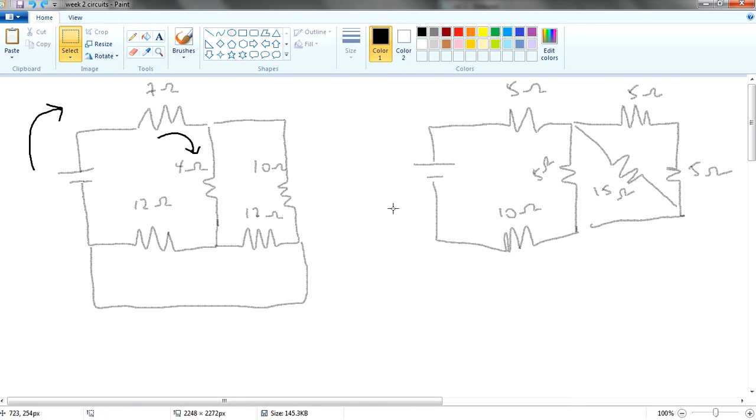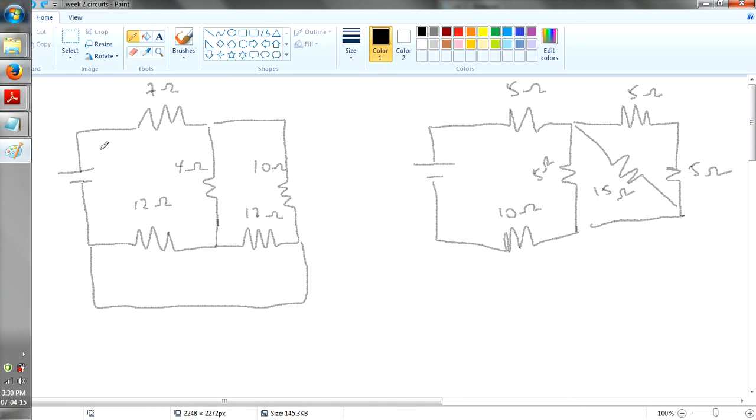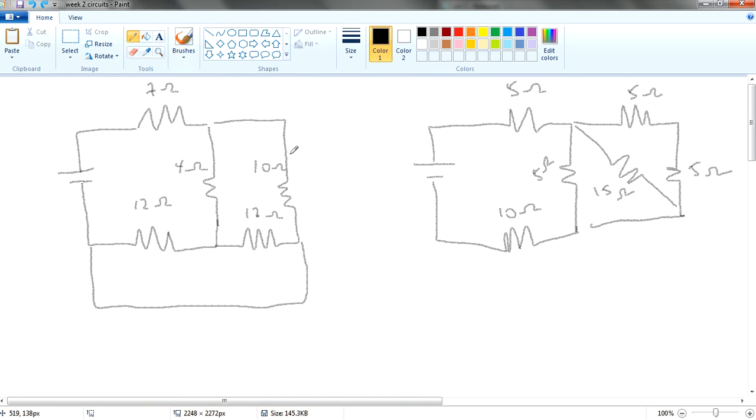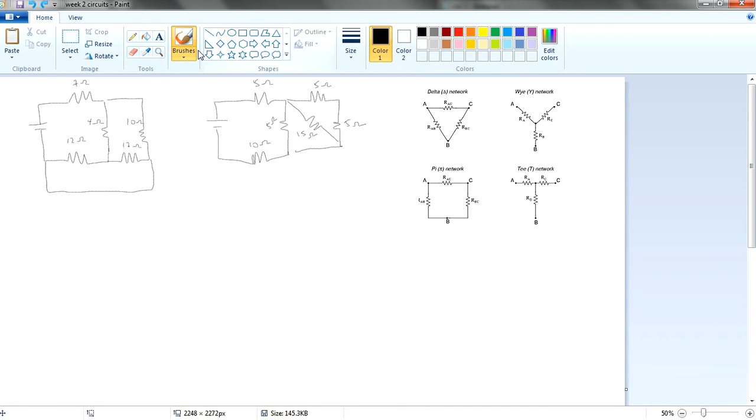But anyway, so how do we simplify this circuit? So the first thing, there's only one rule. Wherever you split, this is the number of parallel connections. So we can just follow where it splits. So I just follow the trend. When I'm moving over here in this direction, I have this one, right? And then at this portion over here, I split, right? I have a split.